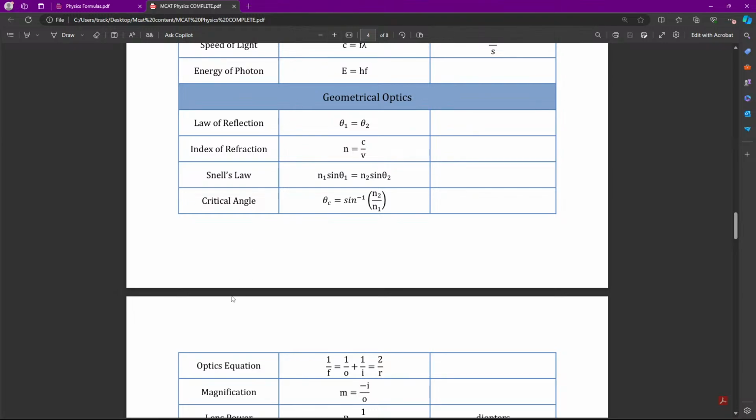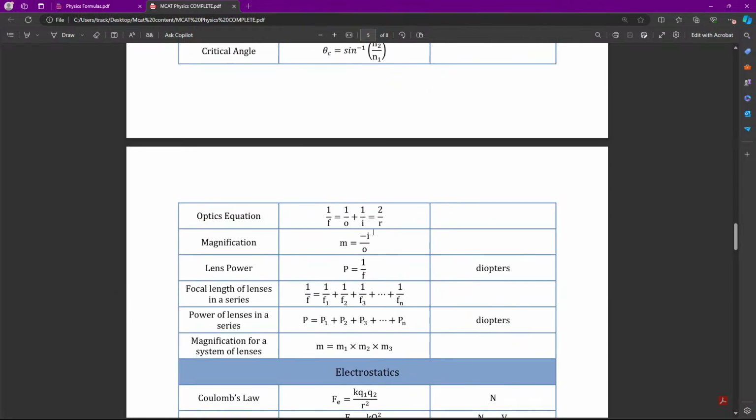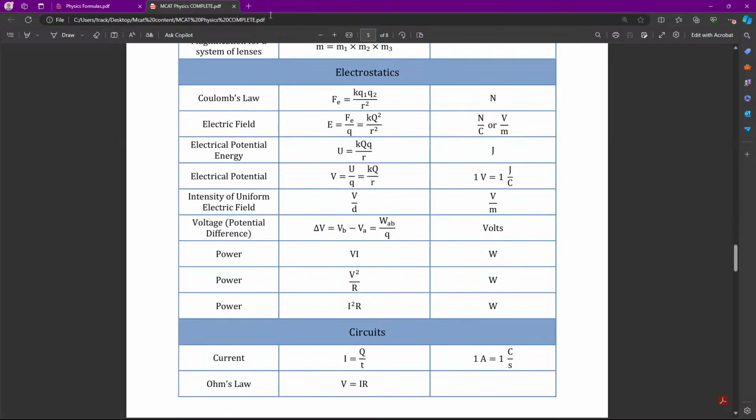The thin lens equation, 1 over f is equal to 1 over s prime plus 1 over s. Magnification equals negative image over object. Lens power is equal to 1 over f. Focal lengths in series, 1 over f is equal to 1 over f1 plus 1 over f2. Power of lenses, P1 plus P2. Magnification, you have to multiply them.